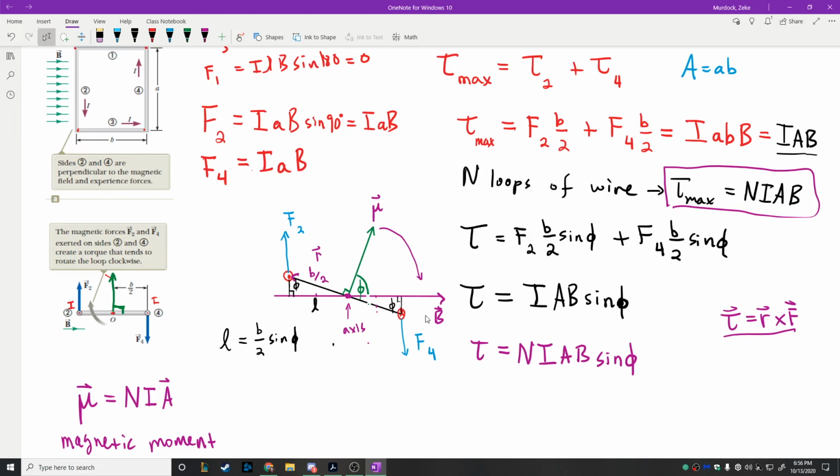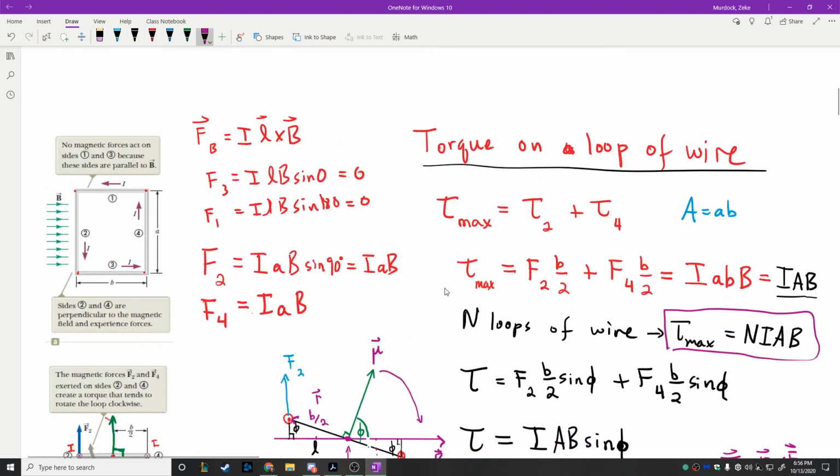And we're going to say it points in the same direction as the area vector. The area vector is basically defined by the direction that the current is flowing. You can actually figure out what direction it points. I would say in this case the magnetic moment vector would point this way, like this.